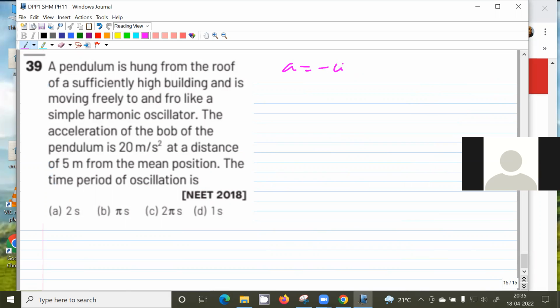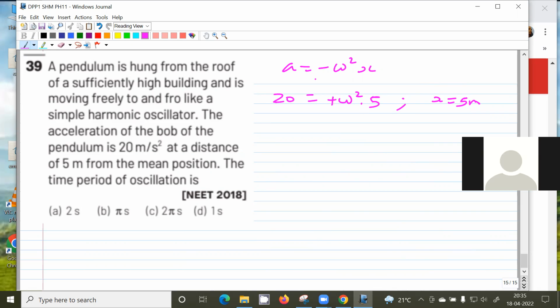Acceleration is minus omega square x. So acceleration is how much? 20. Minus omega square, and x is... actually it's magnitude of acceleration, so just forget the sign. This is at x equal to 5.